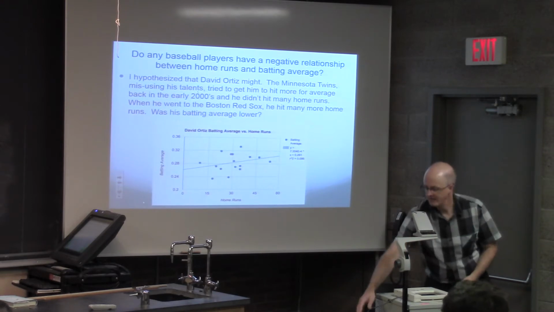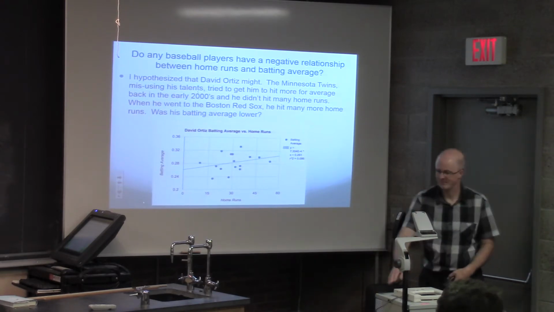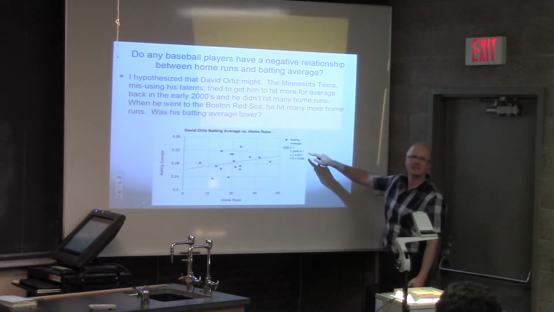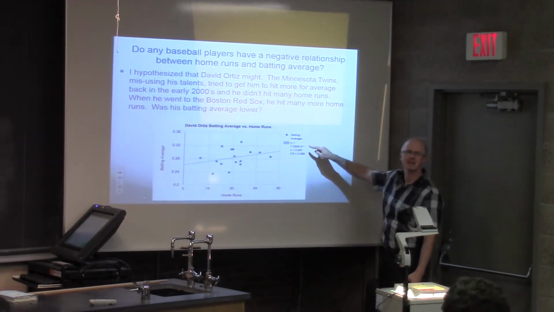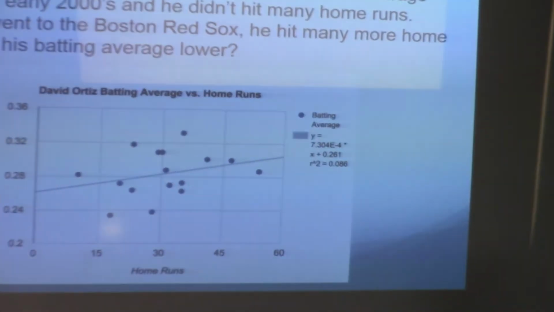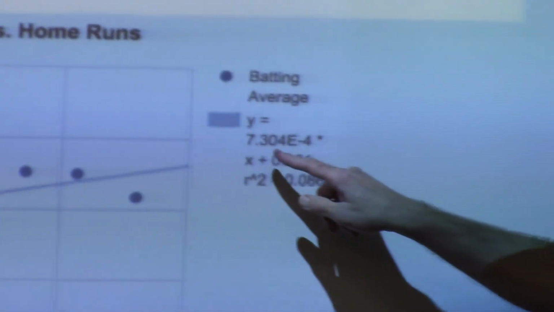Okay? The other thing I want to point out is the slope is very small here. Can you zoom in on that? Can you guys see this very well in the back? Can you see that at all? It says 7.304 e negative 4. That's the slope. It's times x.